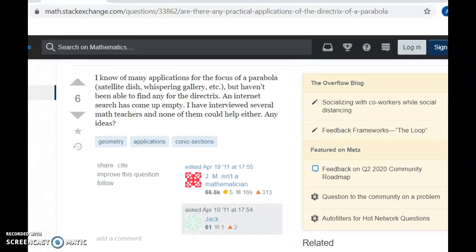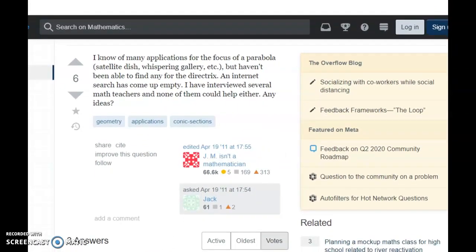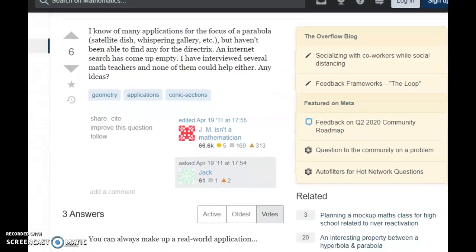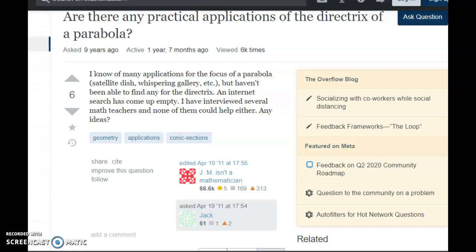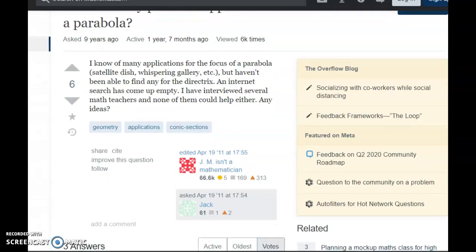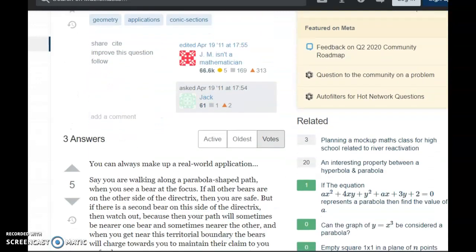There we go. You can read that address there. So I actually Googled the question: what is the importance of the directrix? They have a number of things here. This person asked, I know what the focus is for, satellite dish, whispering gallery, and so on, but what the heck do we do with the directrix?